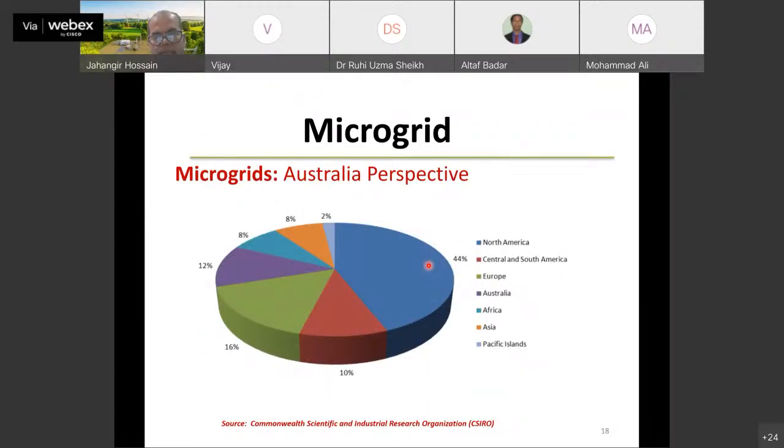Now this is giving the microgrid prospect for the whole world.